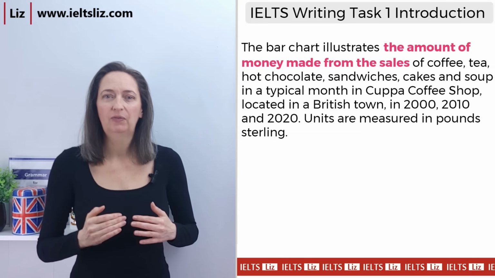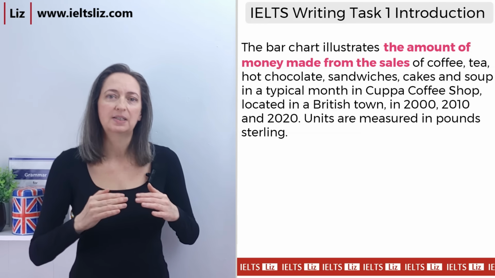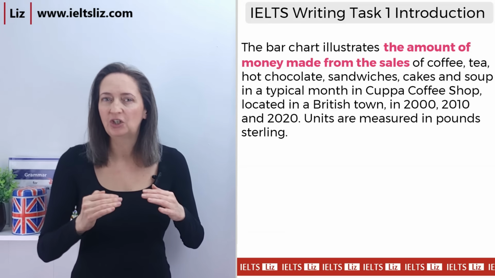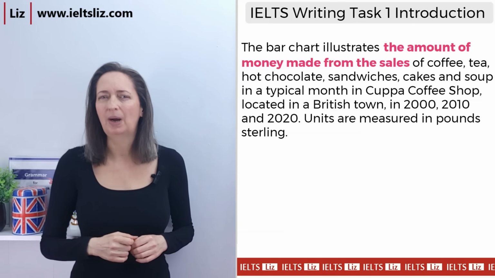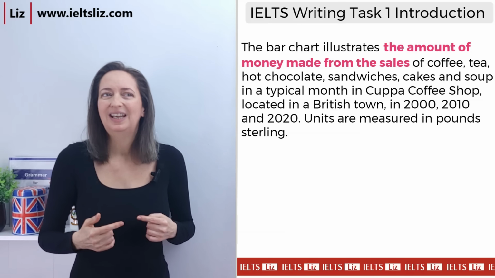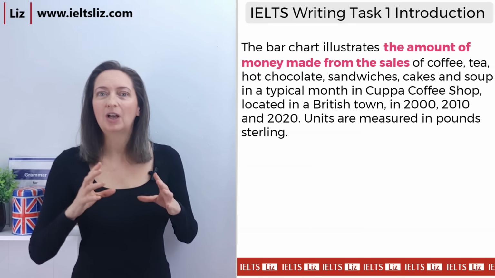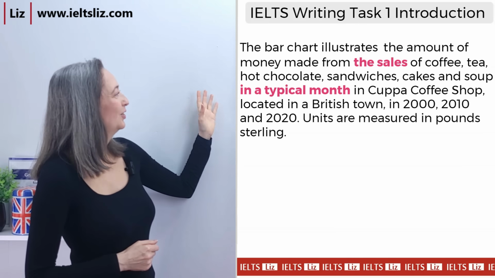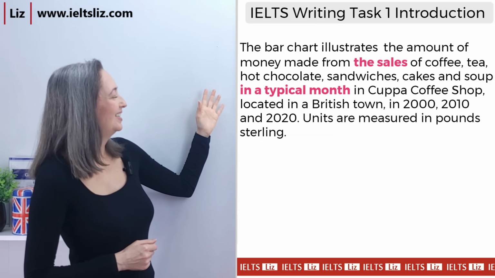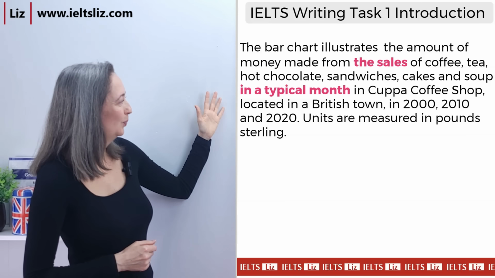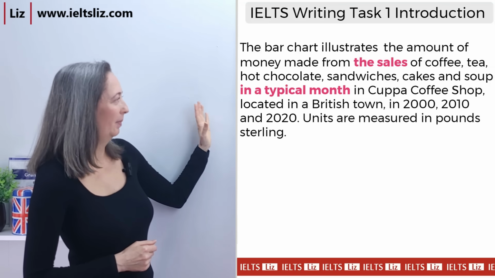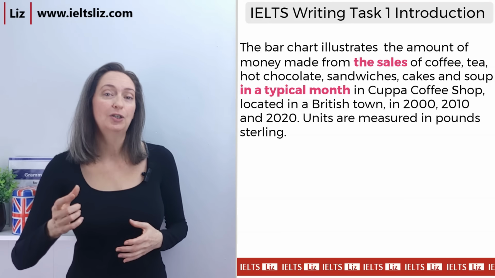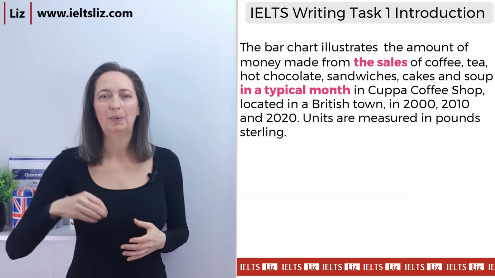So when you start paraphrasing, it's very important that your paraphrases are taking it to a higher level where you're more specific with information. And a lot of people don't think about that when they paraphrase. They just think, is it a better word? But a lot of the time it's about information. Next, we've got the sales of coffee, tea, hot chocolate, sandwiches, cakes, and soup in a typical month. So here we've got the paraphrase from average monthly sales to in a typical month.